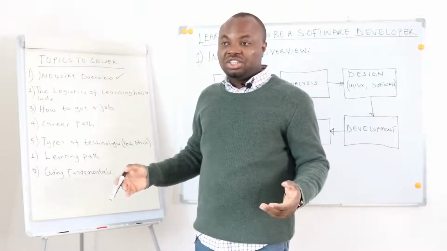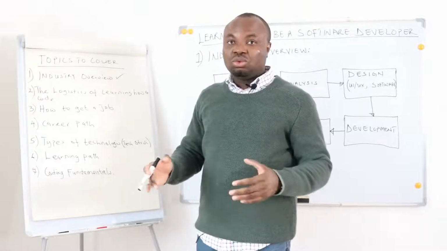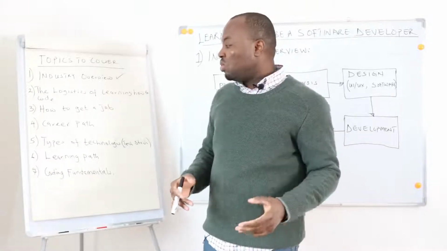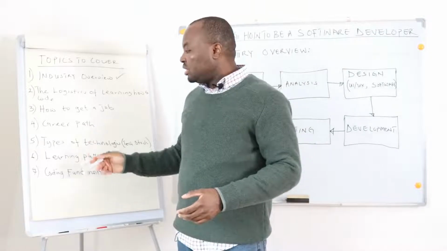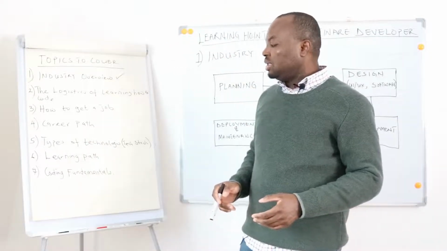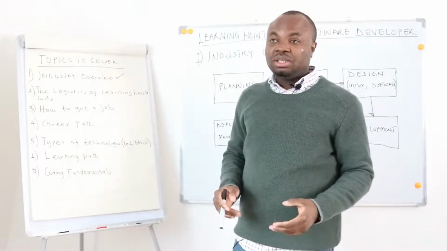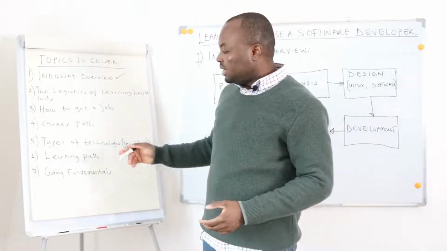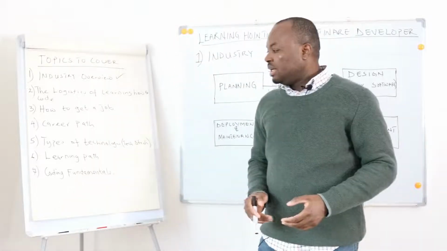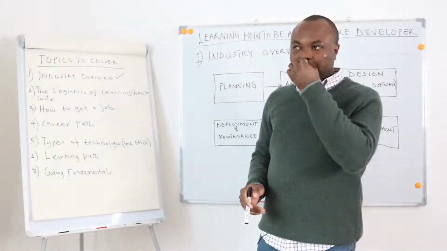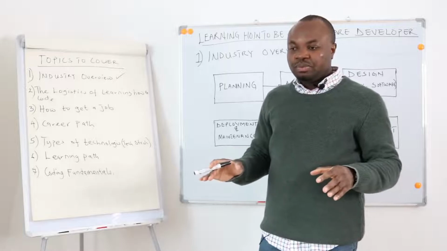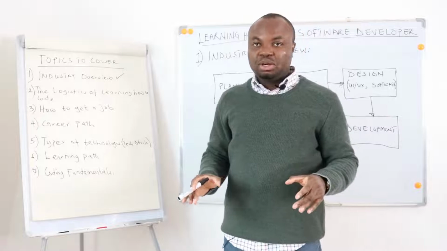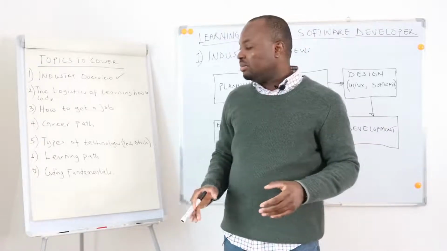The career part is essentially the roles you might want to apply for, the roles you might want to work in. Then we move over to the fifth item on the list, which is the type of technologies you will be actually making use of when you start working in the industry. And then the sixth item is the learning part. In the learning part, I just want to give a strategy or the approach you can use to become an expert within a short period of time.